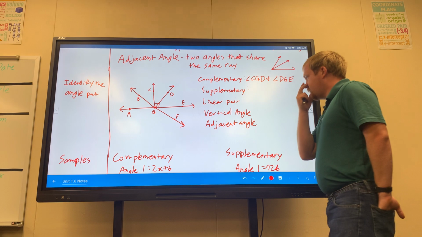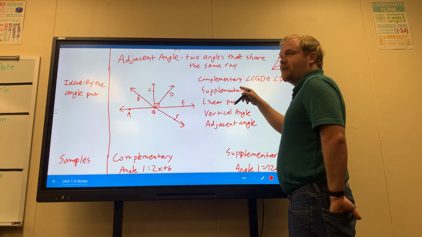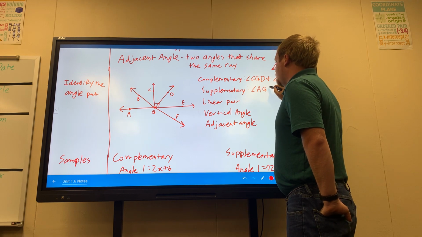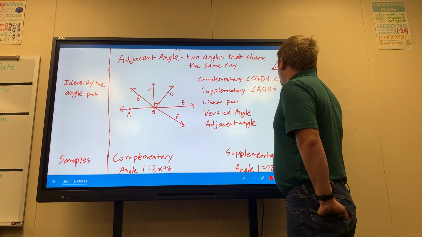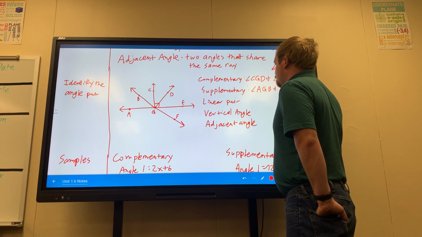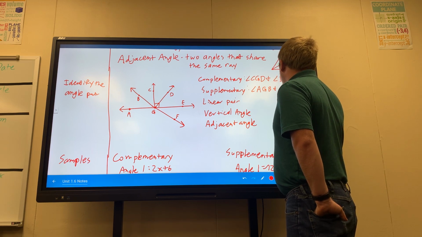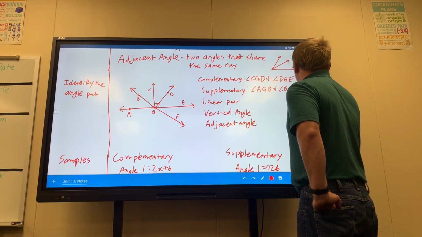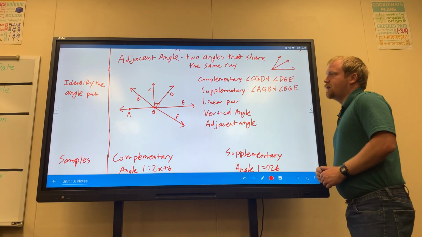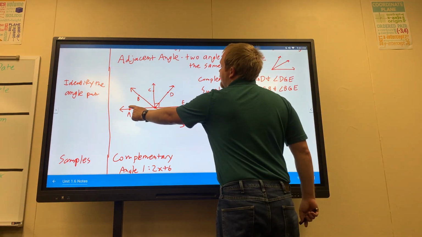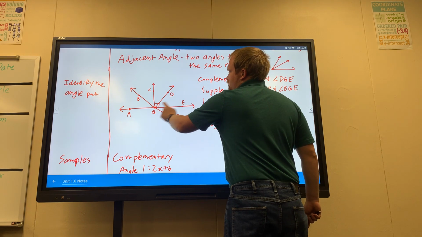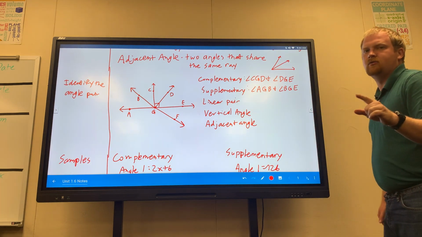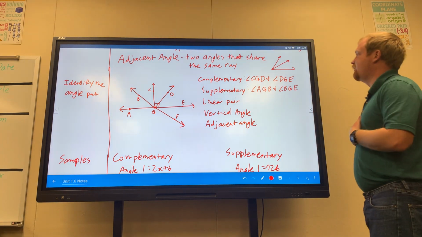Another pair, a pair of supplementary angles, would be angle AGB and angle BGE. Okay? Now, there's actually a second pair. If I can do AGD and DGE. So that's another pair, but I'm just going to show one for right now. That's just one example, but there are plenty of others.